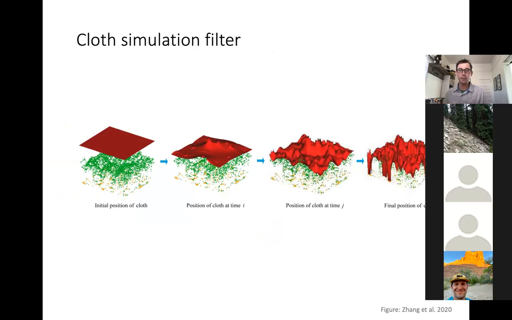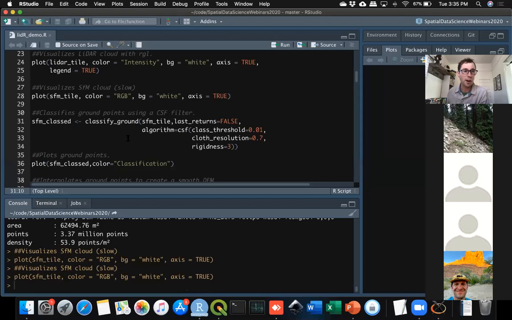Now, in this figure, the simulated cloth is really stretchy, which means that it fills the holes between the points really well. So this is probably too stretchy for getting a good model of the ground surface. Luckily, that's a parameter that we can set. We can make it as stretchy or as rigid as we want. And if we choose good values, then that simulated cloth is going to fall really close to the actual elevation of the ground surface. So switching back to R, we can use the classify ground function with the algorithm CSF.